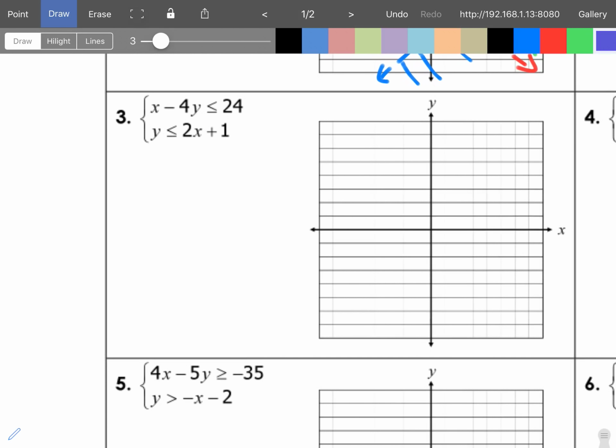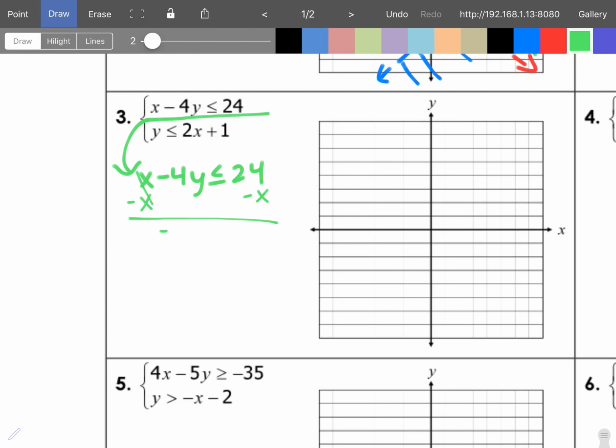Okay, let's try number 3. So the top equation. Now remember, we can't graph like this. We have to get it into y equals mx plus b. So x minus 4y is less than or equal to 24. The first step, we always subtract x. Negative 4y is less than or equal to negative x plus 24. My last step is to divide.